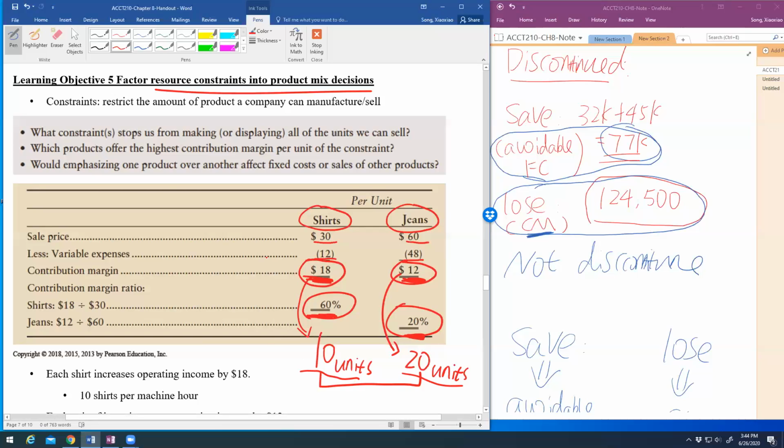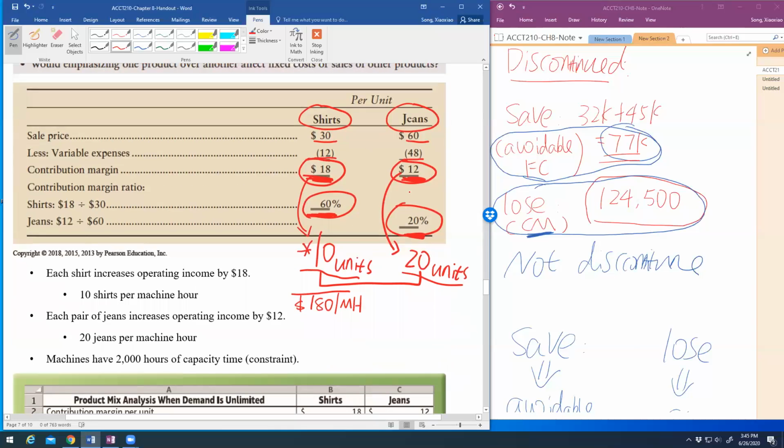Our criteria is we should focus on the product that offers the highest contribution margin per unit of the constraint. In this situation, it's the machine hour. So for 1 machine hour, you get 10 units of the shirts, so totally for 1 machine hour, you get $180. But for jeans, you get 20 units, and each one gives you $12. So for each machine hour, you get $240.